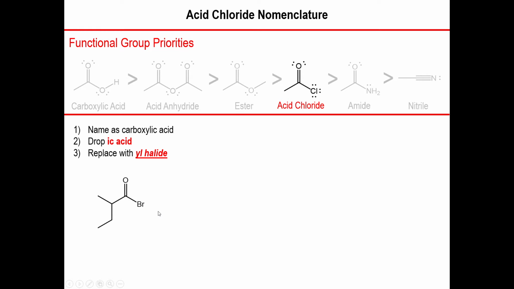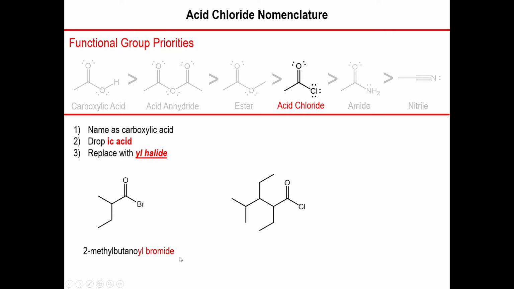The longest chain is 1, 2, 3, 4 carbons long, and we have a methyl substituent at position 2. So altogether, this is known as 2-methylbutanoic acid if it were a carboxylic acid. But acknowledging that we don't have an OH right here, but rather a bromide, we drop the ic acid and we replace it with acyl bromide, right? So this will be known as 2-methylbutanoyl bromide.